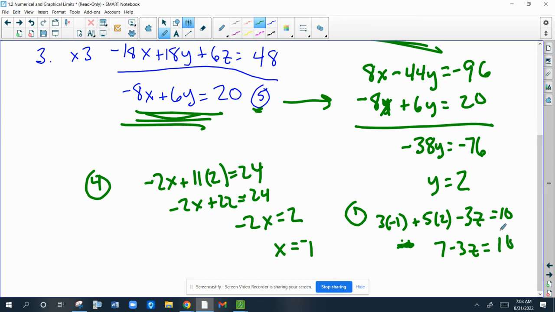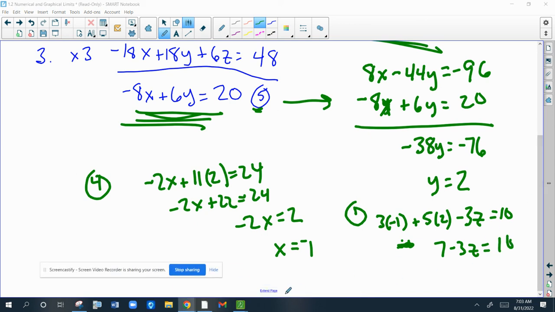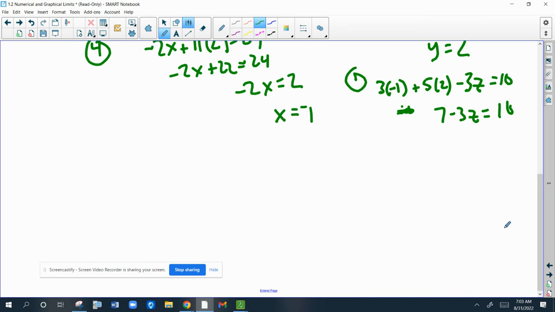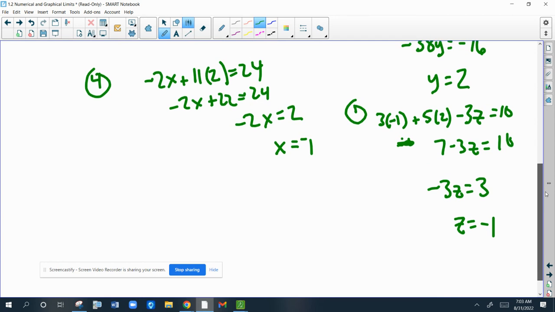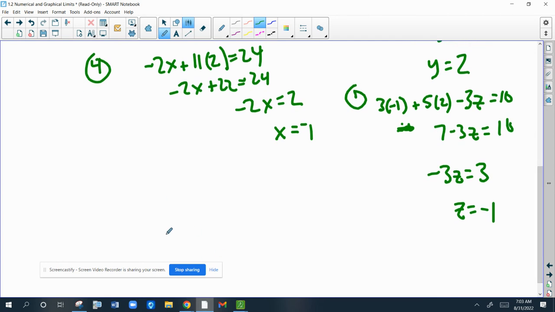I'm going to subtract 7. So negative 3z equals 10 minus 7. And then divide by negative 3, you get z equals negative 1. So the solution is, you usually get ordered pairs when you do 2 systems, but here we have an ordered triplet, x, y, z.